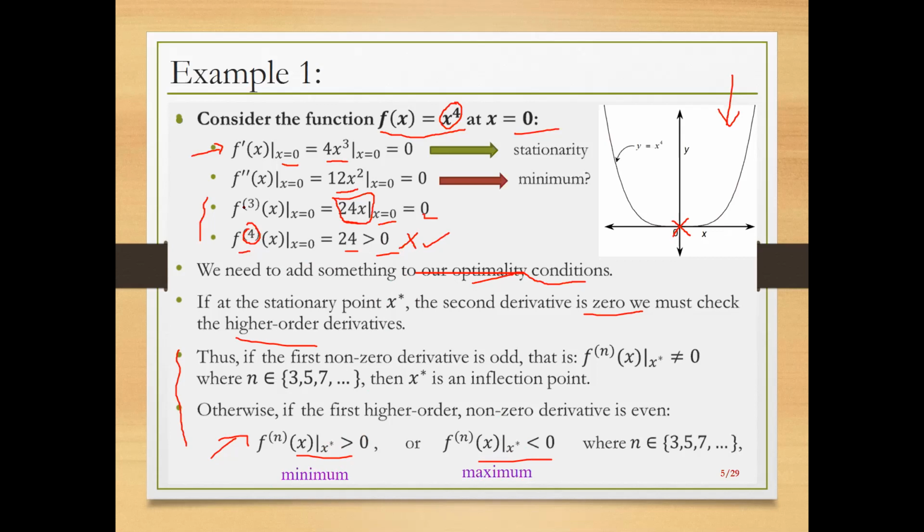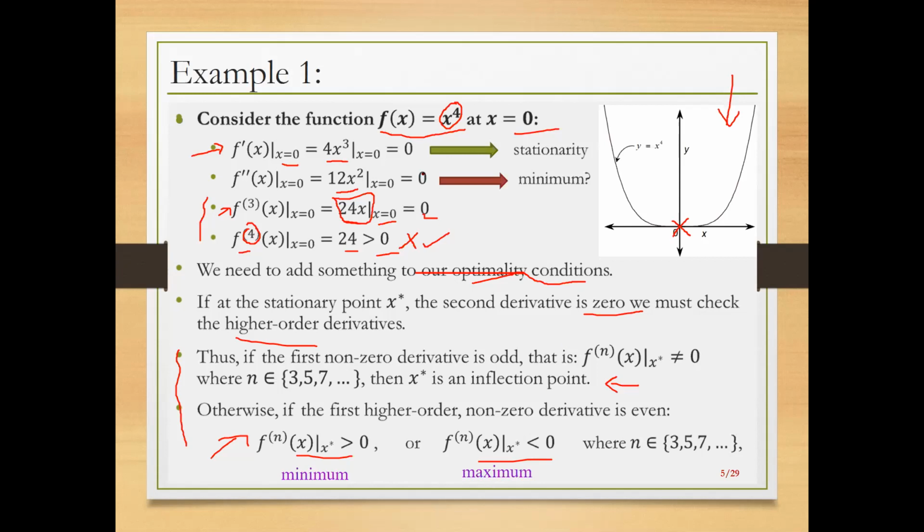For example, if taking the third derivative would give me a non-zero value, then I would say that this is an inflection point, without doubt. But if it is even, then you have to check. If it's positive, then it is a local minimum. If it's negative, it's a local maximum. Okay, is it clear?